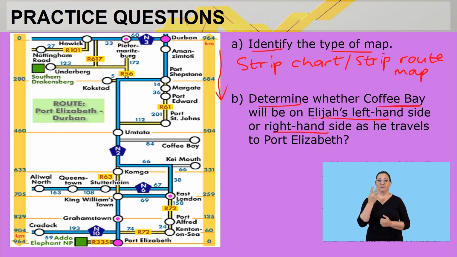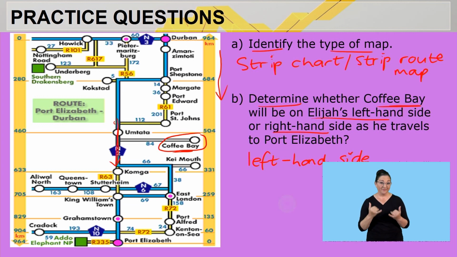So let's find Coffee Bay. Okay, there's Coffee Bay. We agree, so he will be coming here, on the N2. Right, so the question is, will Coffee Bay be on his right-hand side or on his left-hand side? Okay, so as I'm sitting, it's my right-hand side, but remember now, you must put yourself in Elijah's shoes. He's traveling this way. So therefore, Coffee Bay will be on his left-hand side. Guys, are we clear on that one? So Coffee Bay will be on his left-hand side.